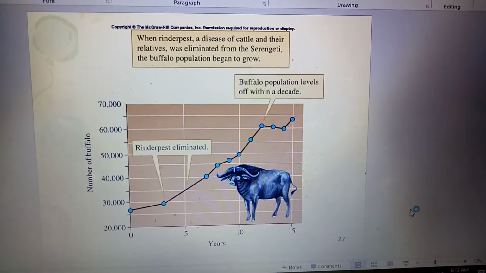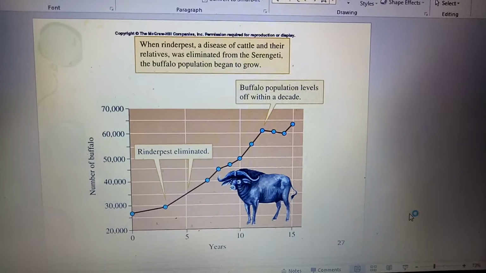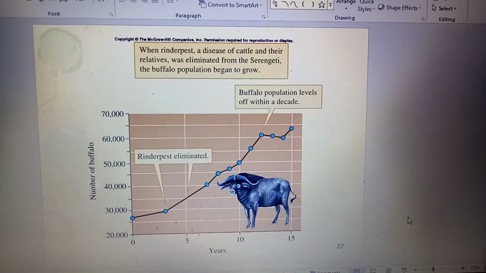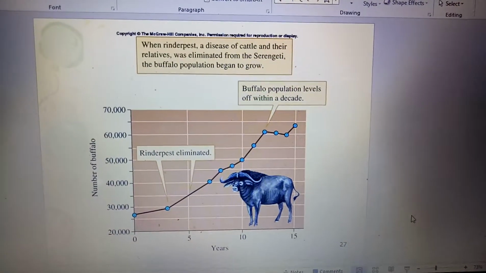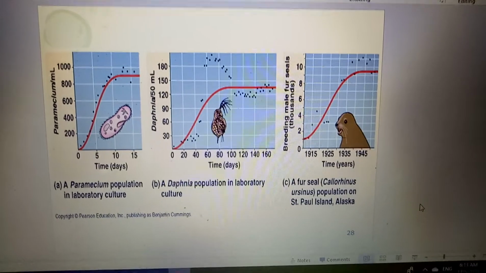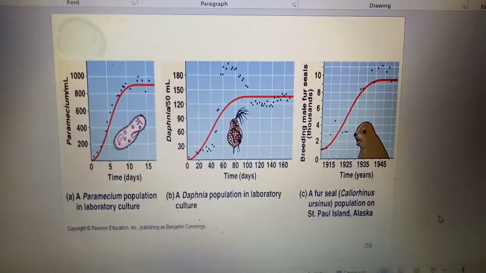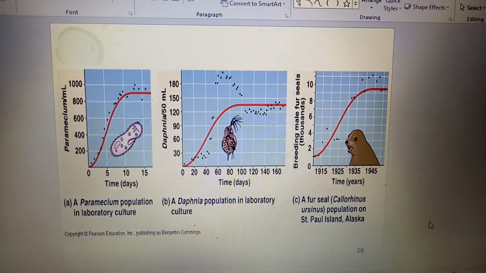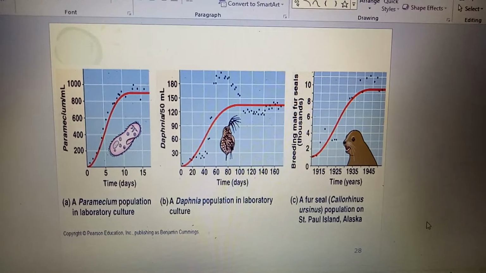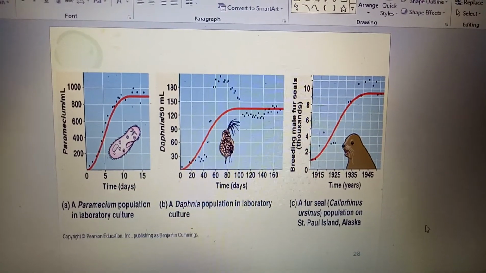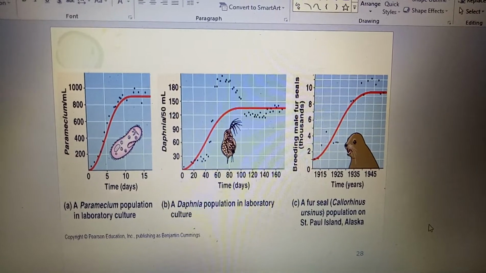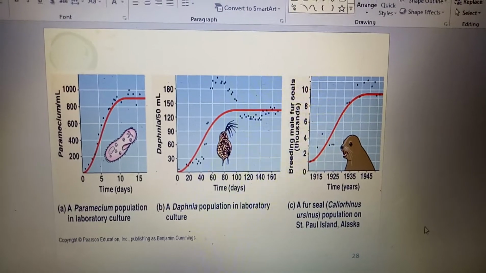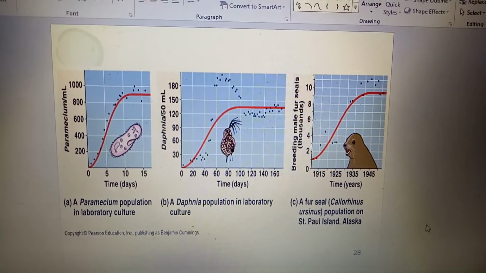This is again the same thing for the buffalo, after rinderpest was eliminated at the beginning, and then the buffalo population levelled off within a decade. Here are some more examples, A, B, and C: A is Paramecium, B is Daphnia population, and the last one is for seal. The graphs show the increasing and then static rate of growth.